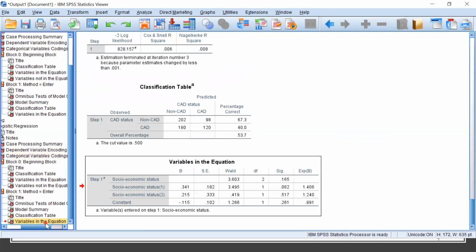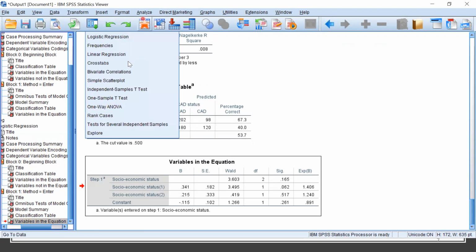So the first is for the middle class, so 1.406 is the odds ratio for the middle class, implying that the chances of having coronary artery disease among the middle class are 1.4 times higher as compared to the low class. Similarly, we can interpret the odds ratio of the high class, which is 1.240. We can also interpret it like this: the chances of having coronary artery disease in the high class is 24% higher as compared to the low class.